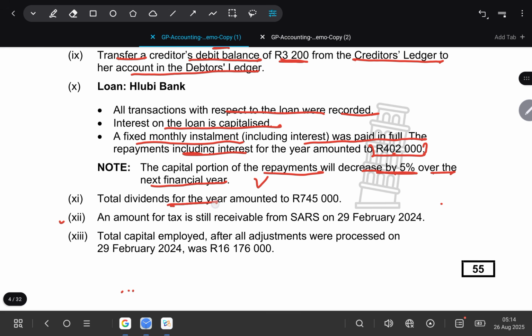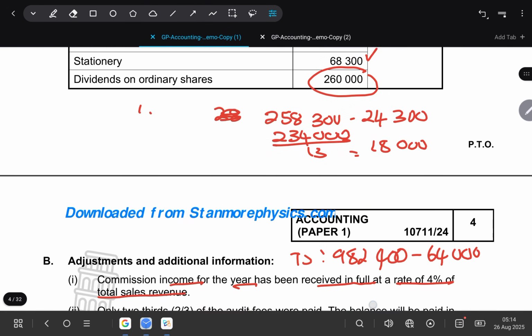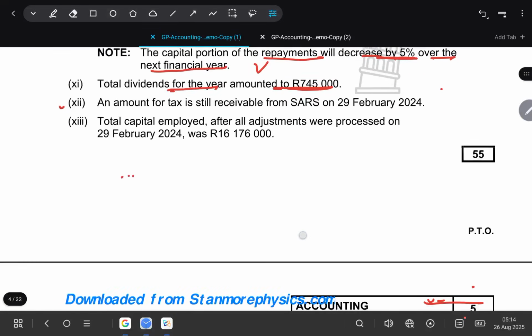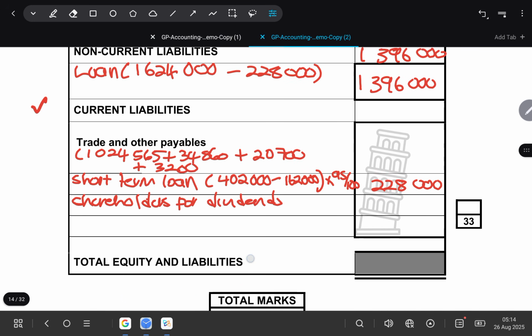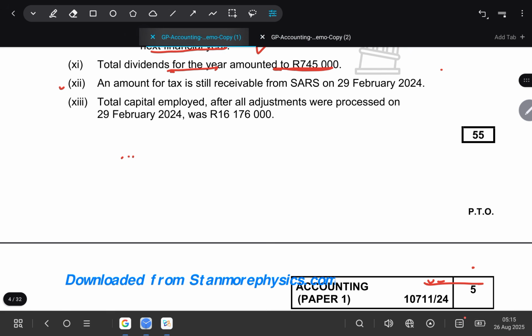They are saying that total dividends for the year amounted to 745,000. Now remember, on the income statement they gave you ordinary share dividends of 260. So it means to get your shareholders for dividends, you are going to say 745,000 minus 260,000, because they gave you the total of paid and declared. So we'll do that. 745,000 minus 260,000 gives us 485,000. I hope we're together in this.